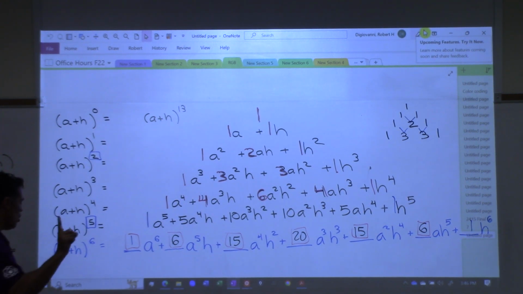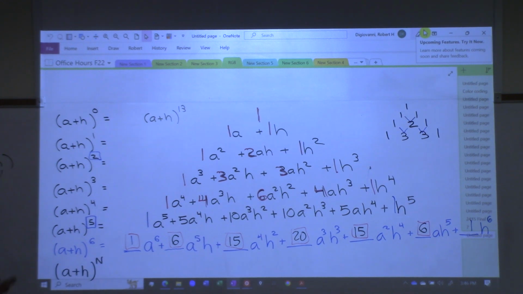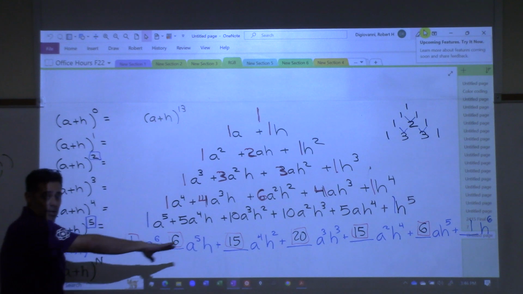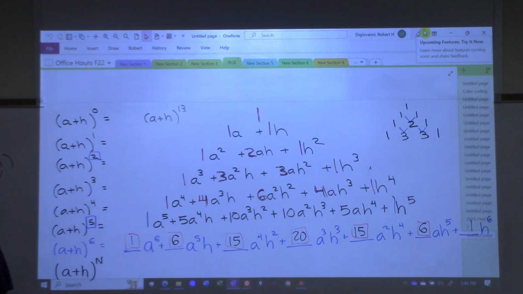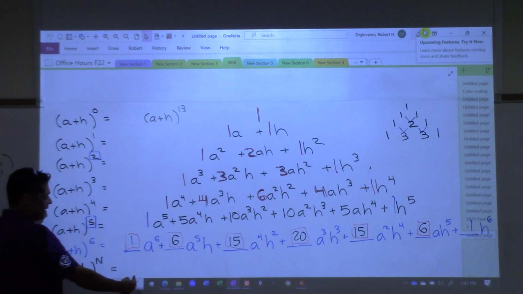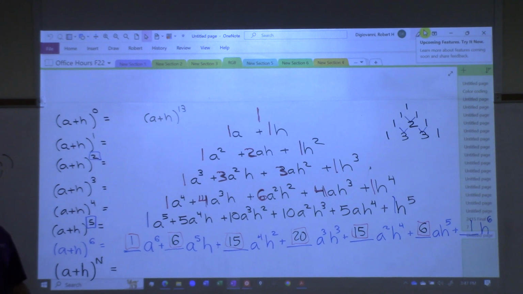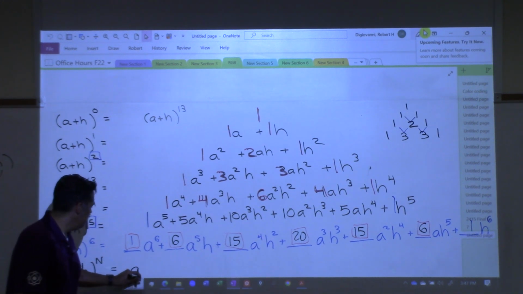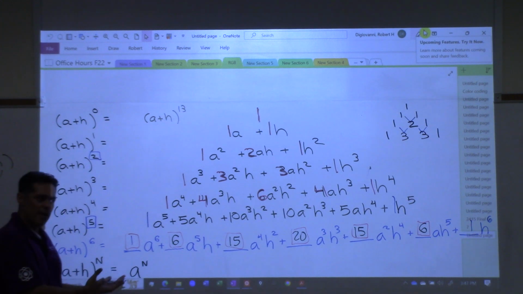So I want to do one more line before we wrap this idea up. I would like to know what would happen if I did a plus h to the nth power. Now, I'm not going to be able to fill this out completely, but at least we can get some idea of what's happening. What would be my very first term? What would be the number? 1, right? So I'm just going to write 1, and then a to the n power, right? a to the n, right? That would be my very first piece.